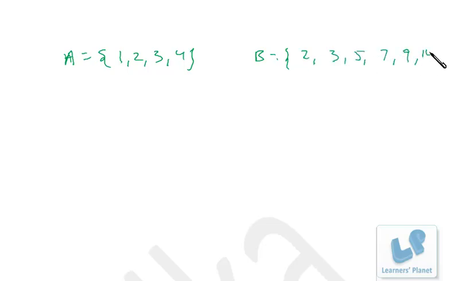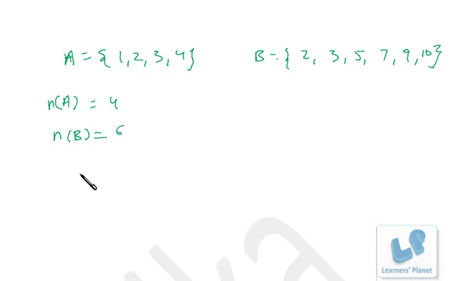Next is n(A), right? Suppose I have a set A in that 1, 2, 3, 4. I'm having a set B where 2, 3, 5, 7, 9 and 10, right? So this is set A, this is set B, right? Now if I talk about n(A), n(A) is the number of elements in A, that's 4. n(B), number of elements in B, that's 1, 2, 3, 4, 5, 6.